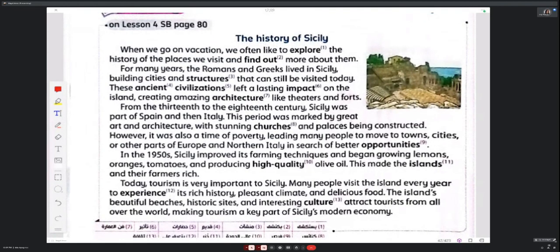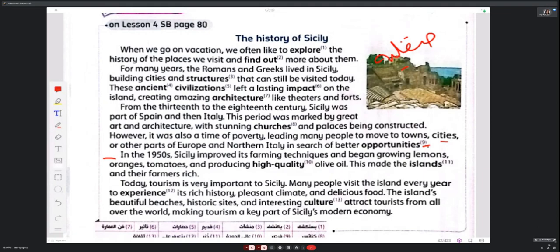From the 13th to the 18th century, Sicily was part of Spain and then Italy. This period was marked by great art and architecture, with stunning churches and palaces being constructed. However, it was also a time of poverty, leading many people to move to towns, cities, or other parts of Europe and northern Italy in search of better opportunities. In the 1950s, Sicily improved its farming techniques and began growing lemons, oranges, tomatoes, and producing high quality olive oil. This made the islands and their farmers rich.